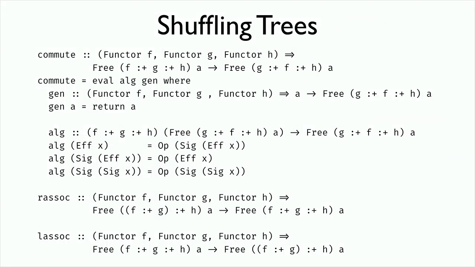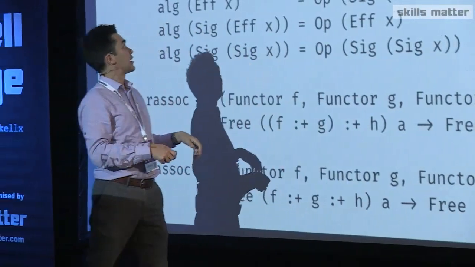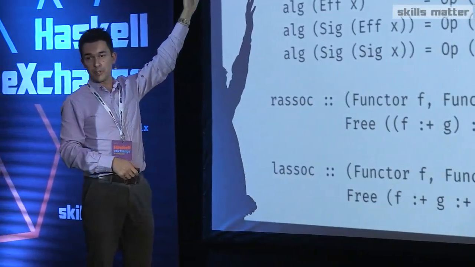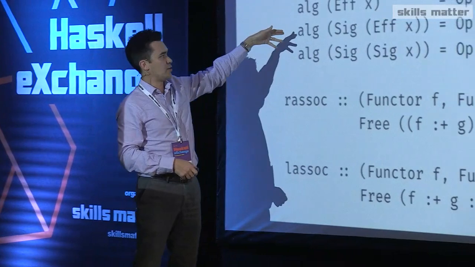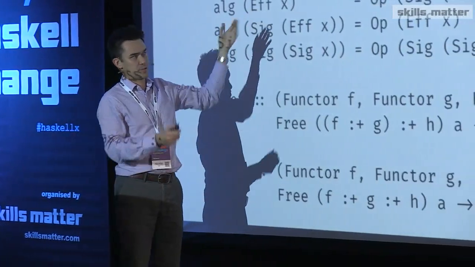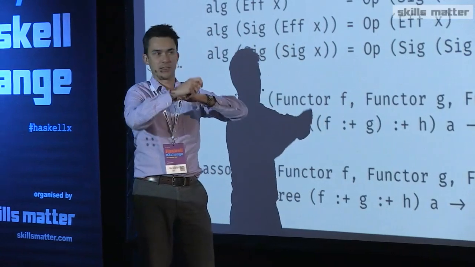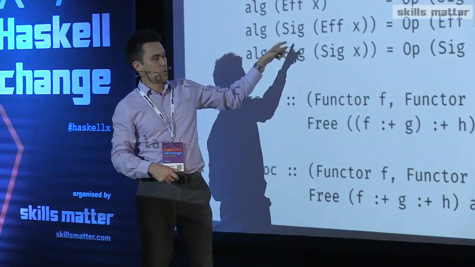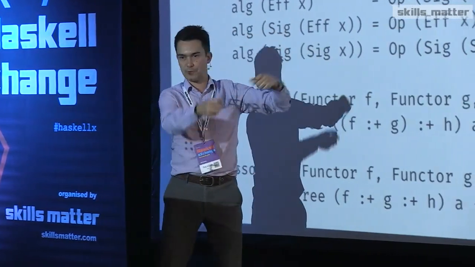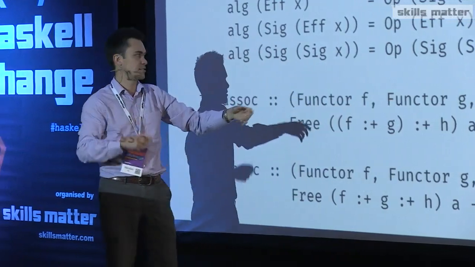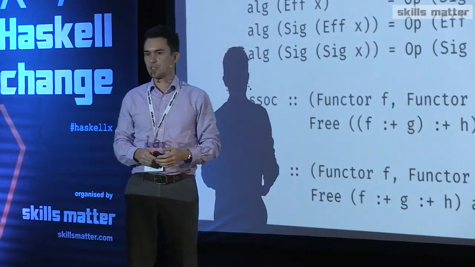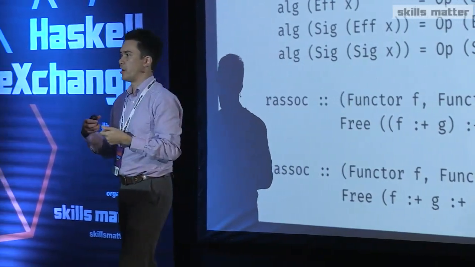you've got something called commute, and commute takes a tree of the form f, g, h, and it turns it into g, f, h. In other words, you're commuting the first two terms of that tree. And the way you do that is your generator is simply returning the leaves untouched, and your algebra is saying if you've got some effect, which is the far left thing, then you just shuffle it into the right position by rotating it. If you've got something which is one to the right of that, you can shuffle it again and put it in the effect context. Otherwise, you just leave things untouched. So basically, you can play around with trees and shuffle them around.